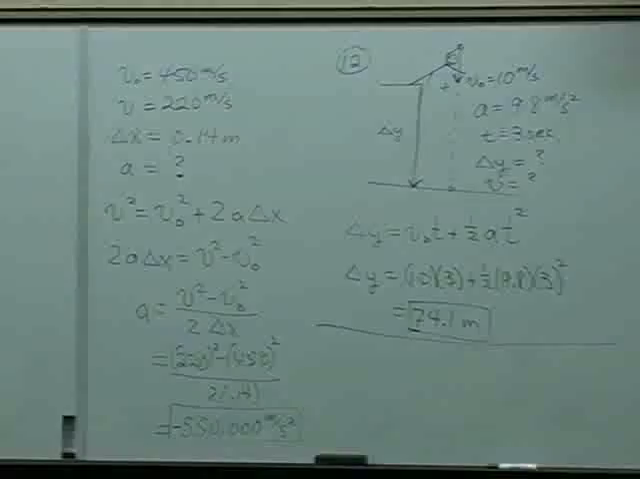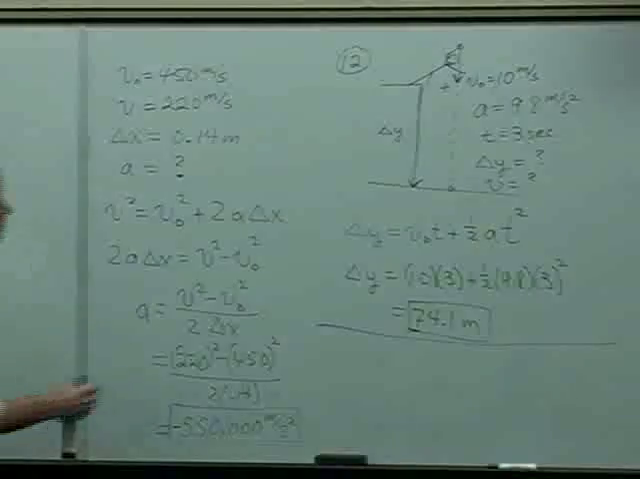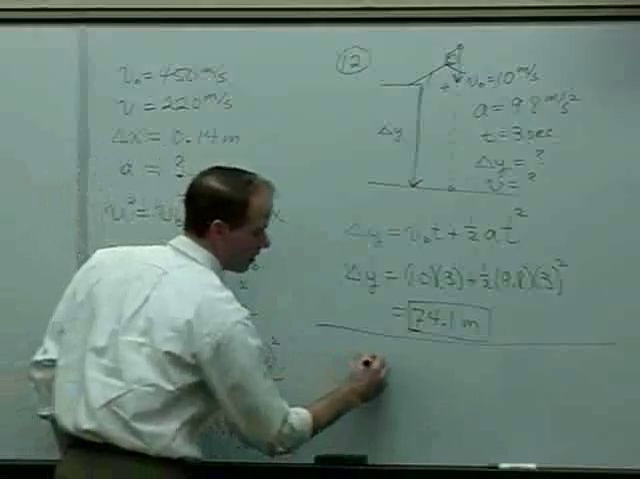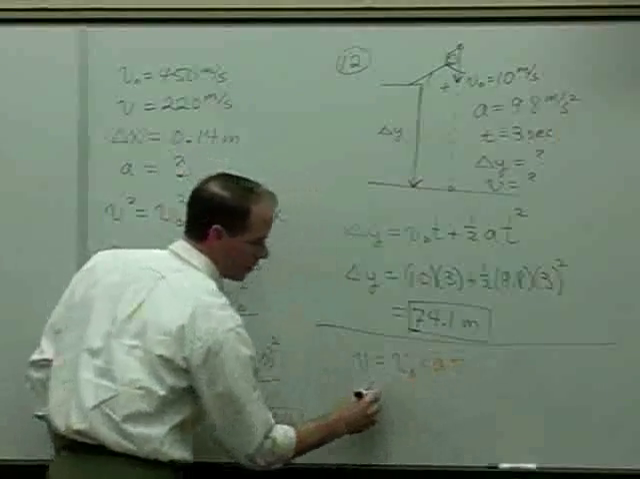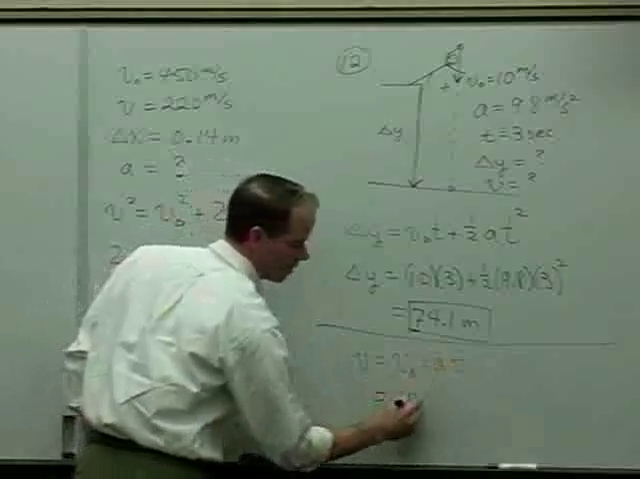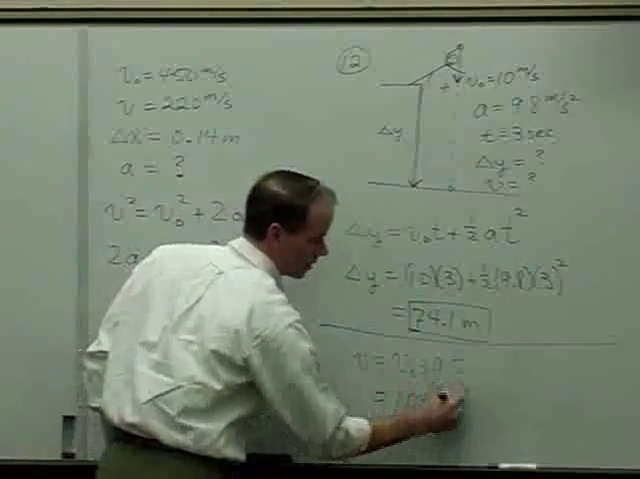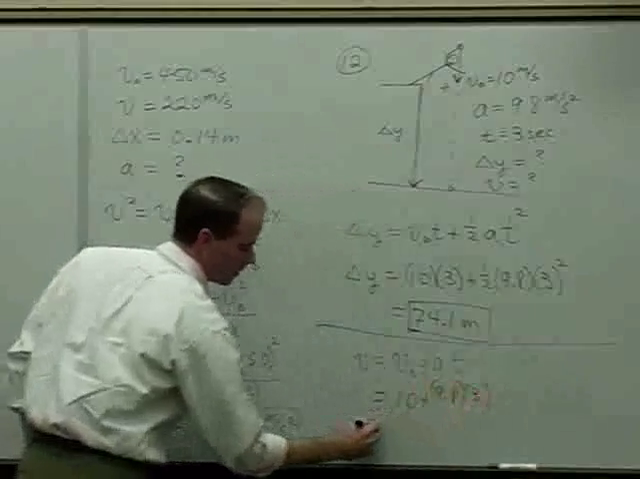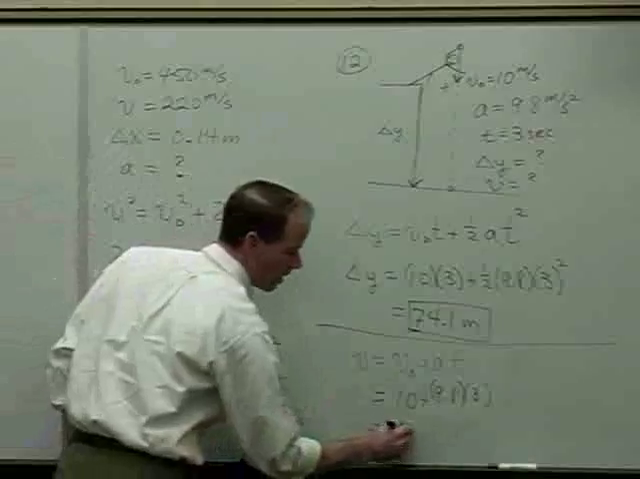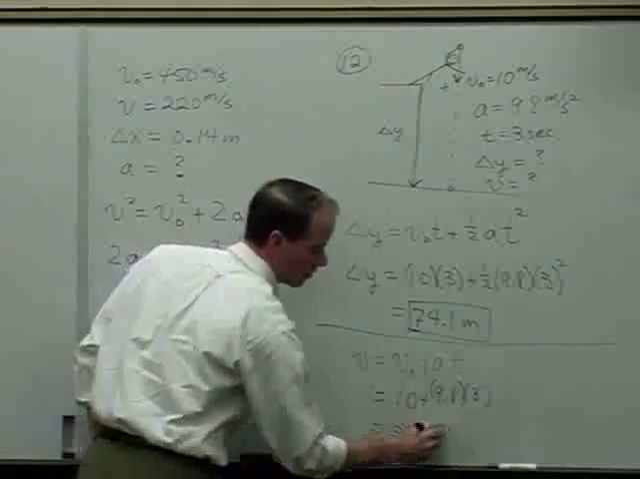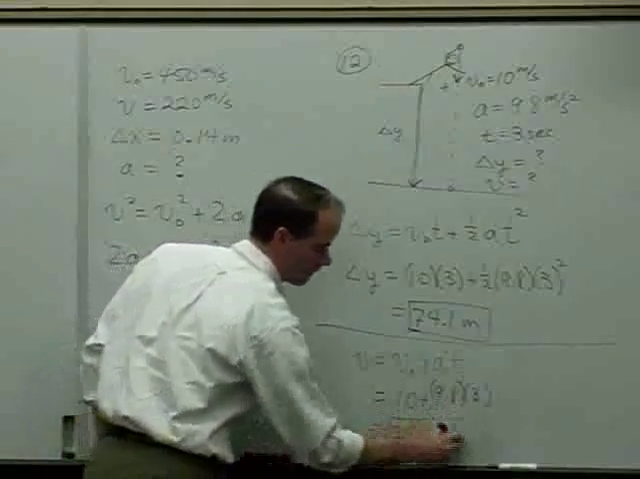Anything but this equation. Probably the easiest one is equation number 1, once I know what I know. So let's try that. Final velocity equals initial velocity plus acceleration times time. It would be 10. It's 9.8 times 3. It would be 29.4 plus 10, 39.4 meters per second.